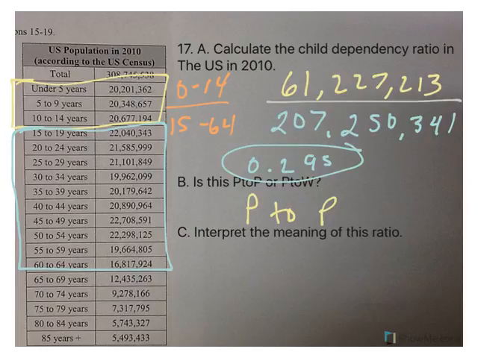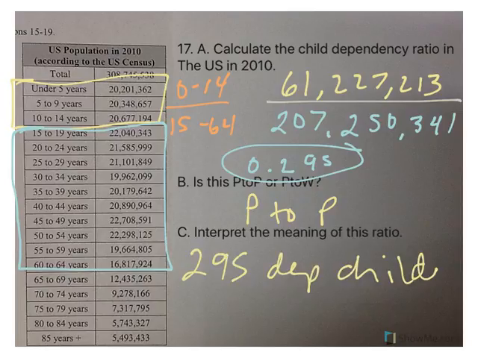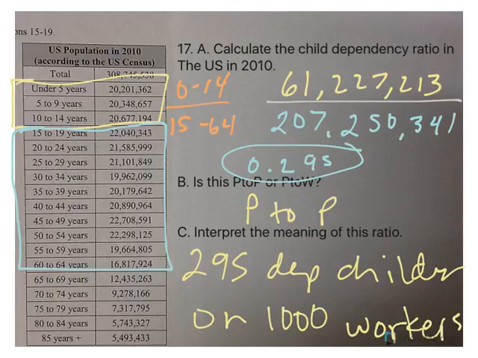All right, so hopefully we get the same numbers when we add, but we get a child dependency ratio of 0.295. Now, because we are comparing part of the population to a different part of the population, this is part to part, and the interpretation of this, we have 295 dependent children on 1,000 workers. Now, you could say 0.295 dependent children on each worker, but that doesn't make any sense. I like to actually use concrete numbers that make a little bit more sense. So hopefully that works in your head.